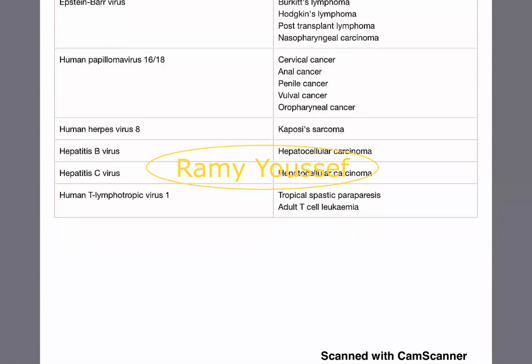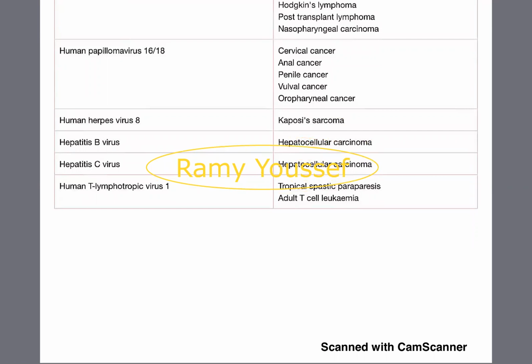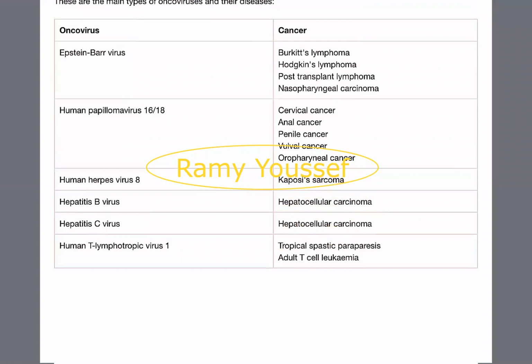Human herpes virus 8, Kaposi sarcoma. So 8 will be associated with Kaposi sarcoma. Hepatitis B and C share together hepatocellular carcinoma. And forget about the last one. This is not a common question in the exam.